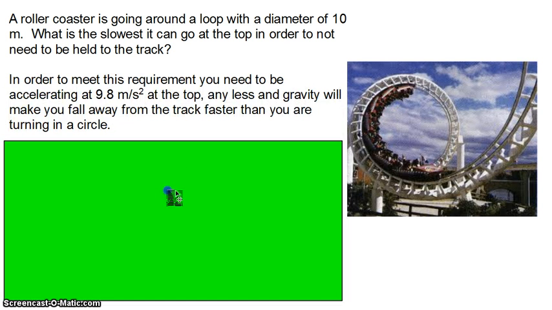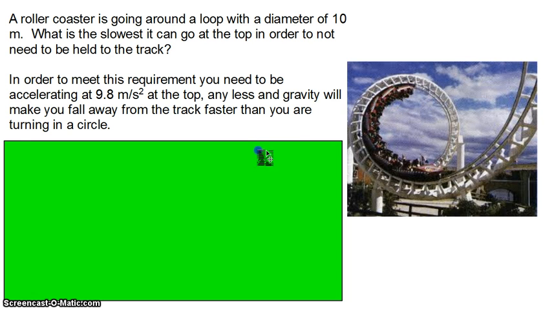The first thing we need to realize is that the slowest you could go, and you can obviously go faster, but the slowest you need to go, is to make sure that when you're at the top, the rate you would be falling at is equal to the rate that you would normally fall at anyways, free fall. So your acceleration would have to be 9.8 meters per second squared. If you're going any slower than this, you would fall faster than the track is curving around, and you would fall out of your seat. If you're going faster than that, then the track has to pull you around faster than you would fall, and so you'd actually be pushed into your seat.